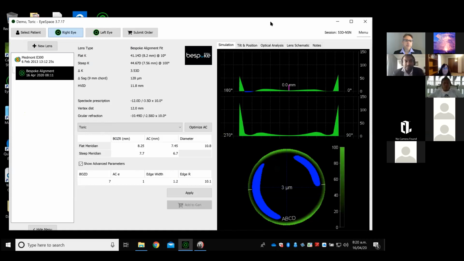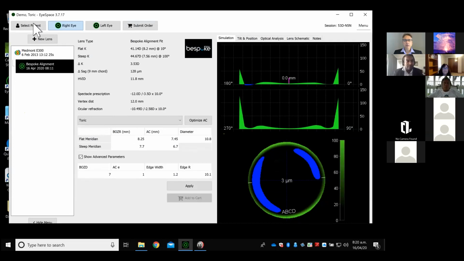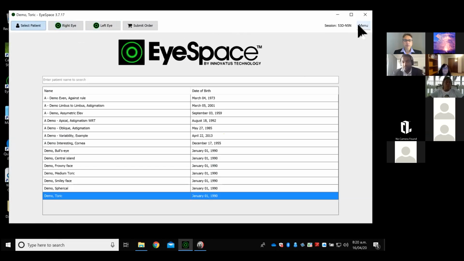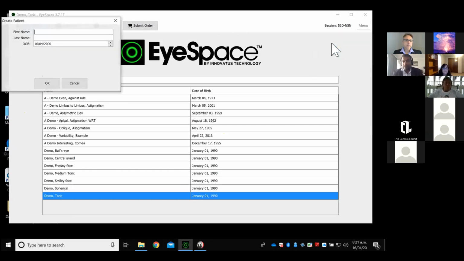So if you don't have the patient on iSpace, you can manually create a new patient. If you click on menu on the right-hand side, you can see there's an option there to generate a new patient. And if you click on new patient, you literally just have to put in the name, the surname, and the date of birth. And that's the way that you'll generate a patient on your system.